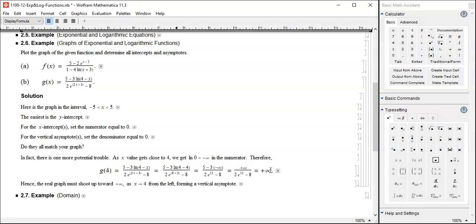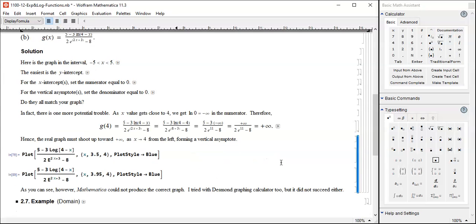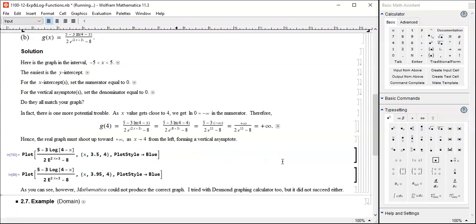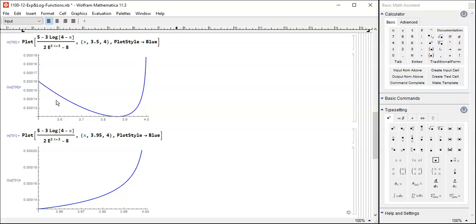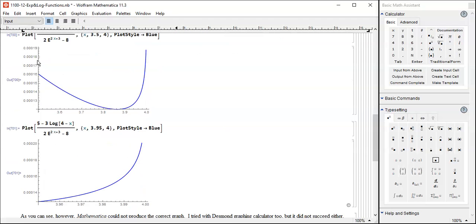The graph must blow up to positive infinity as x gets pretty close to 4, so we should have another vertical asymptote as we move to x equals 4. But the problem is, now this is just a limited expression. You see, in smaller scale you see something, but otherwise you don't really see it. It's very difficult to see. Look at these scales here.